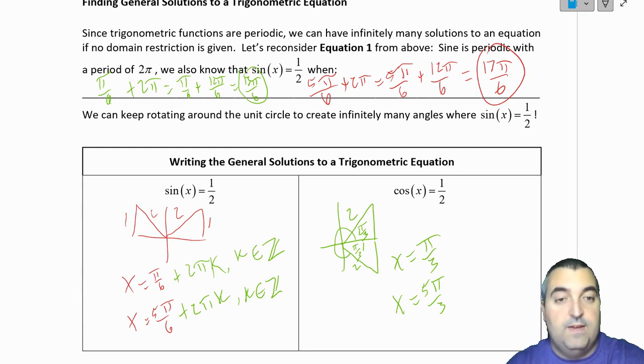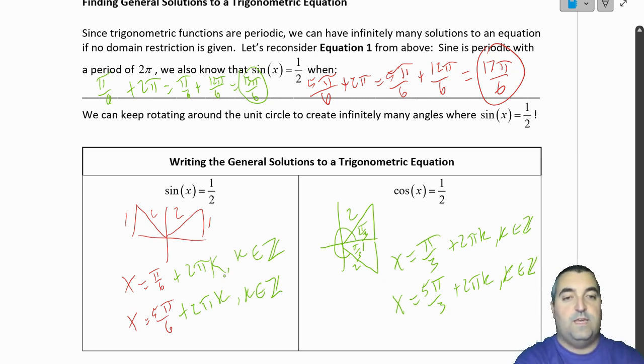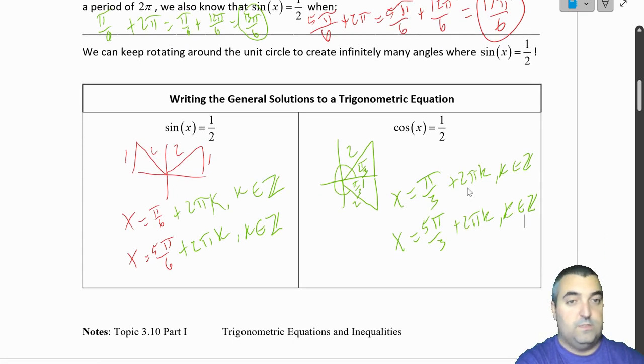Okay. And then again, because I want all of the answers, I'm going to say plus 2 pi k, plus 2 pi k, and in each case, say k is an integer. k is always an integer for these problems. But yeah, there you go. Got to throw on that 2 pi k for these general solutions to get all of the answers.